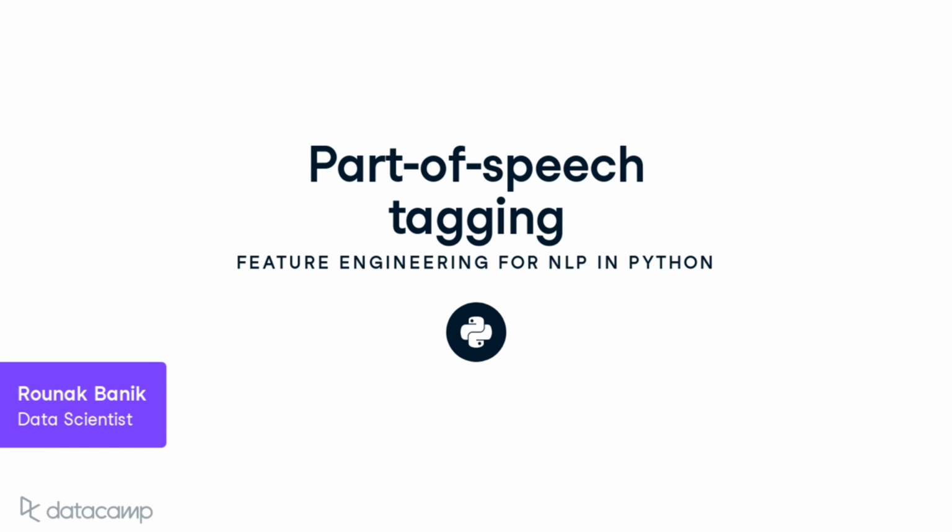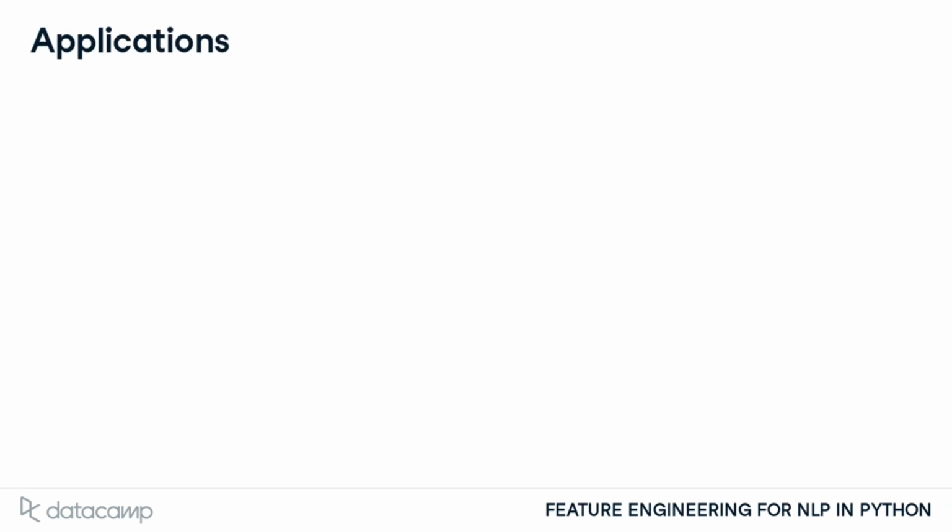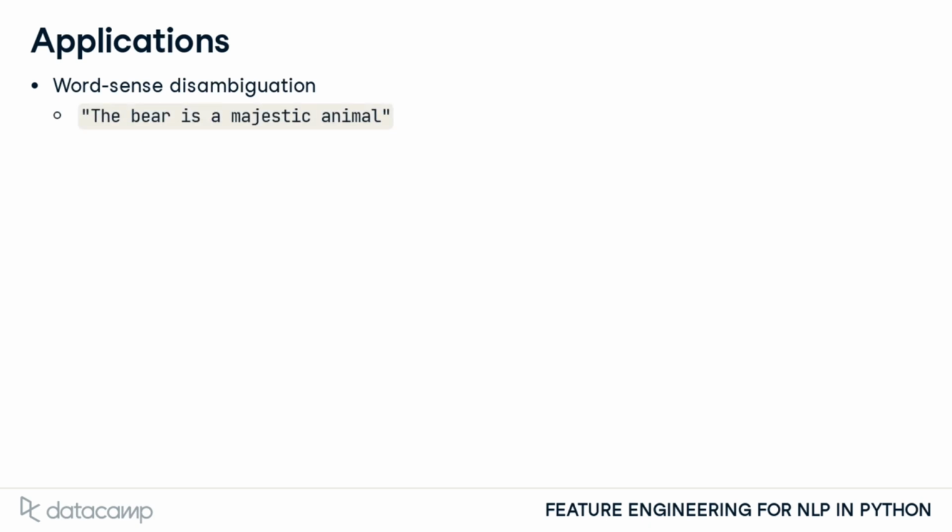In this lesson, we will cover part of speech tagging, which is one of the most popularly used feature engineering techniques in NLP. Part of speech tagging, or POS tagging, has an immense number of applications in NLP. It is used in word sense disambiguation to identify the sense of a word in a sentence. For instance, consider the sentences, "The bear is a majestic animal," and "Please bear with me." Both sentences use the word bear, but they mean different things. POS tagging helps in identifying this distinction by identifying one bear as a noun and the other as a verb.